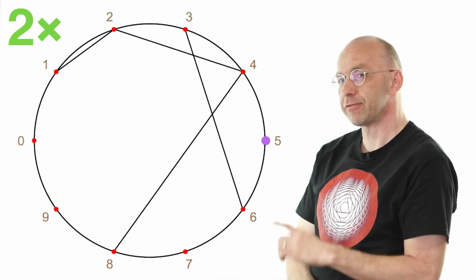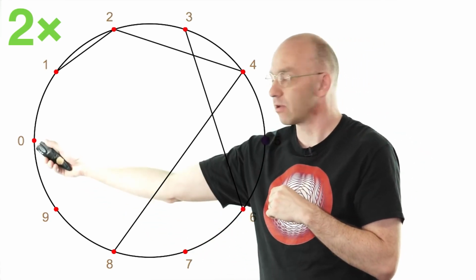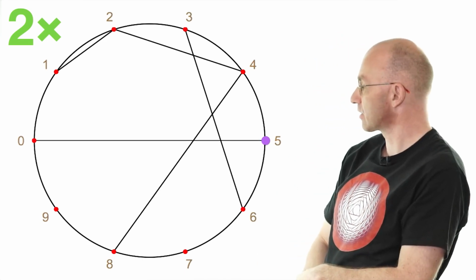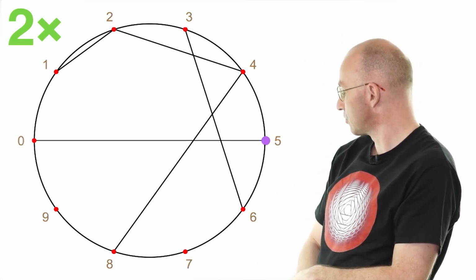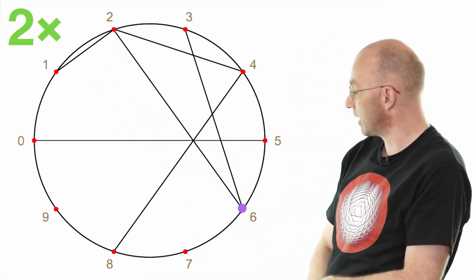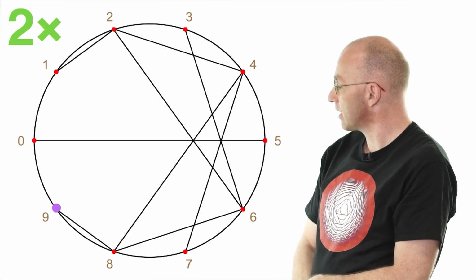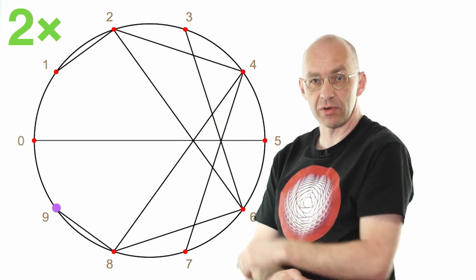Now 2 times 5 is? 10. Remember, 10 is also over there, so we connect that guy up. And then 2 times 6 is 12, which is also the 2, so we connect that one, and you kind of just keep on going like this, okay? And then you're at 9, and you've pretty much gone all the way around.